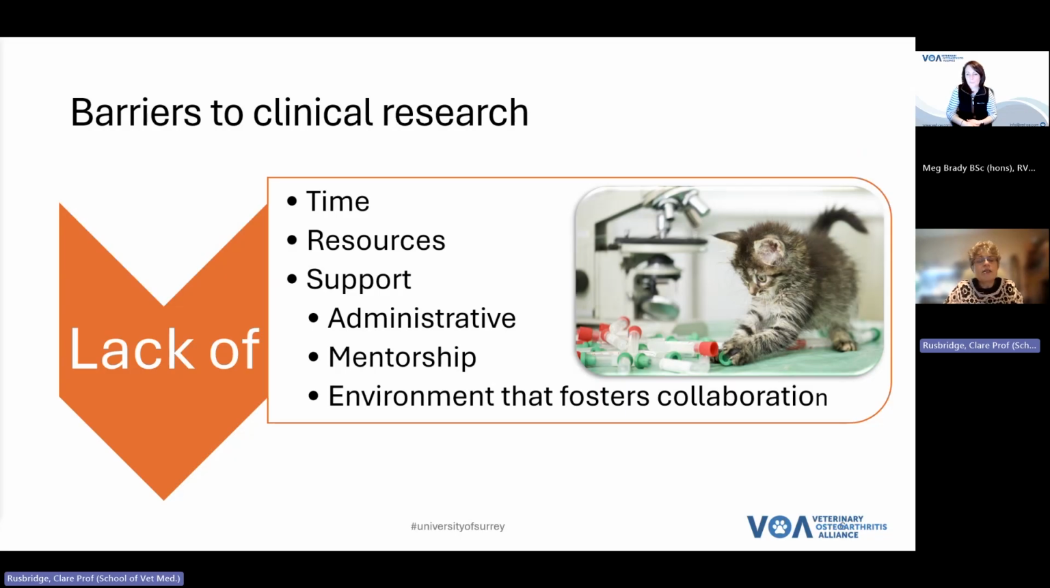Do you need support doing it? I hope that most people are in practices where they have an environment which fosters collaboration. But I think some of us are in environments where people are disinterested. And you may need to speak to somebody to help get you that kind of support within your practice to be able to set up a project and keep it going.